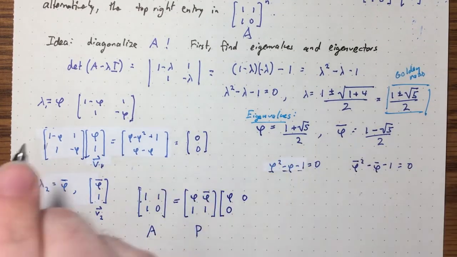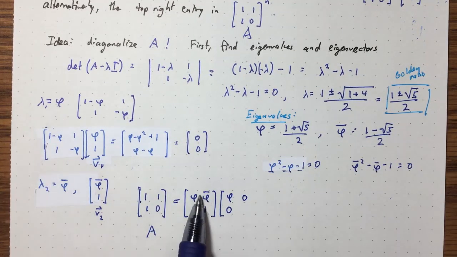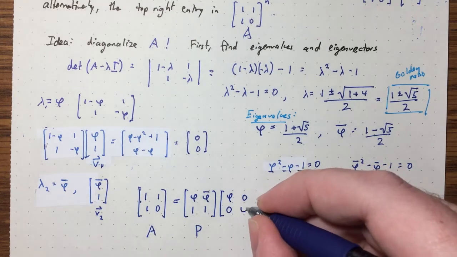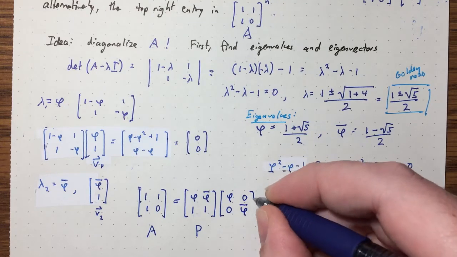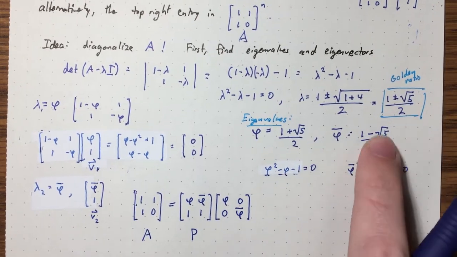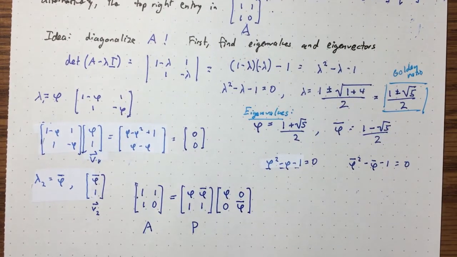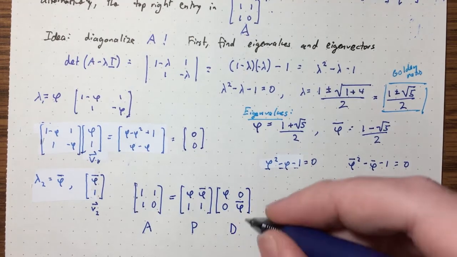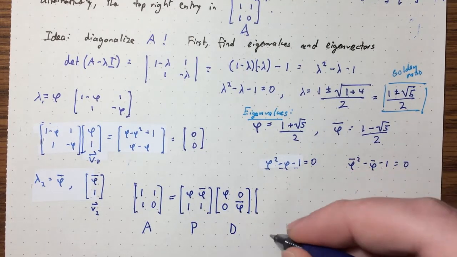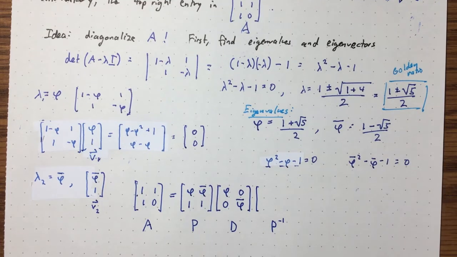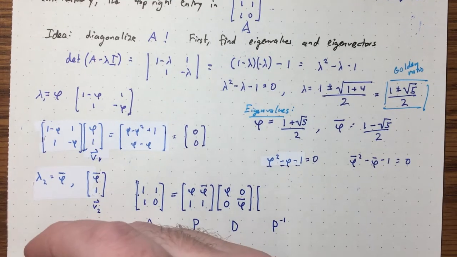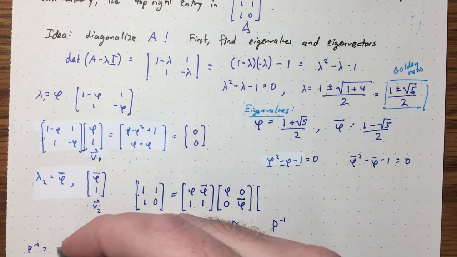So the first eigenvalue is phi, right? That's associated with this eigenvector, phi 1. Then my second eigenvalue is phi bar. Again, that's the one with the minus sign there. So there's my diagonal matrix D. What do I put here? I have to put P inverse, right? So what is P inverse?